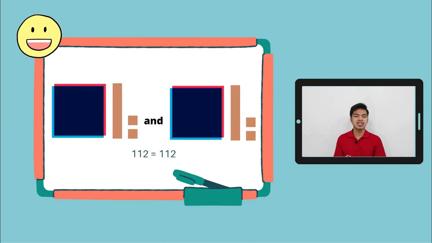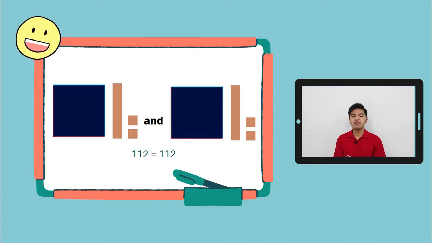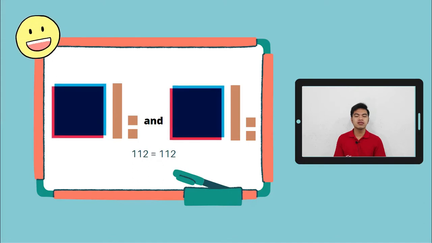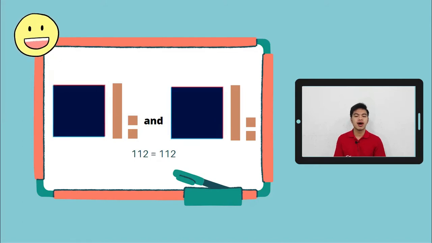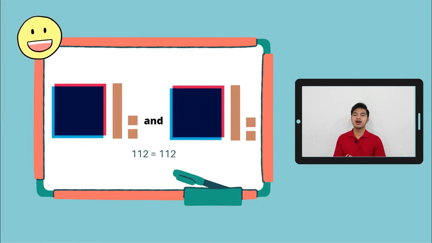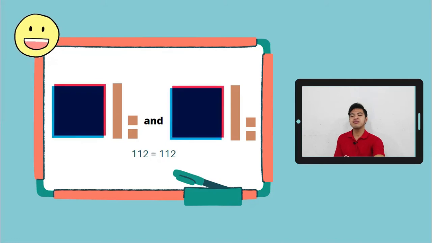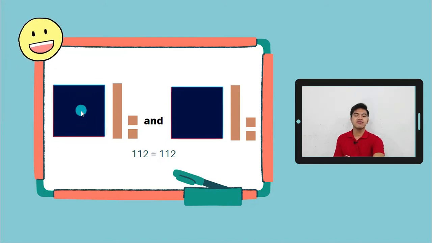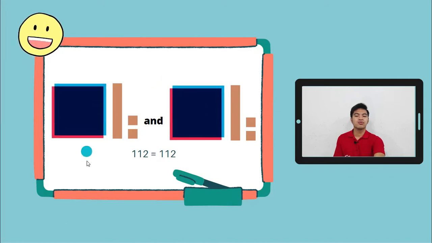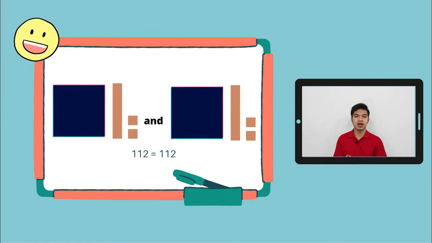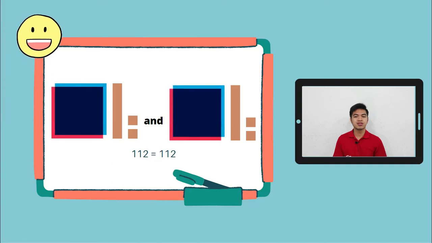Therefore, as we can see here in our present example, we have a big square, one rectangle, and two small squares, which means we have 100, 10, and 2 ones, which makes the number 112. And since we have the same number of objects from left and right, we can say that they both have the same value, and the value is 112. So 112 is equal to 112.